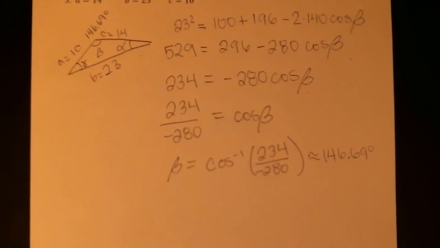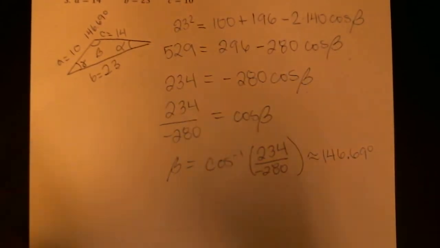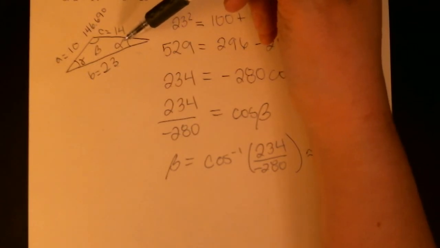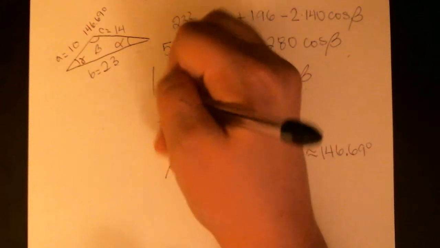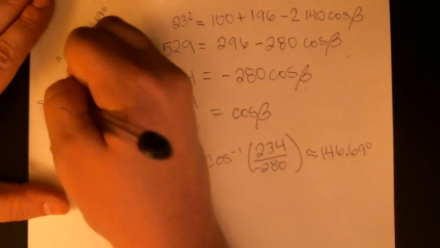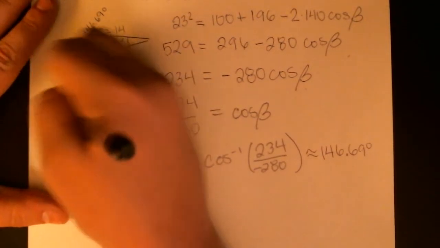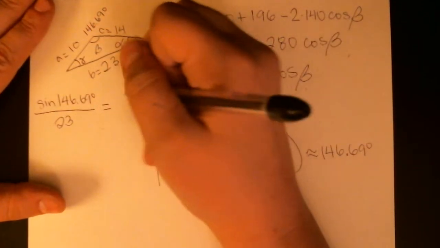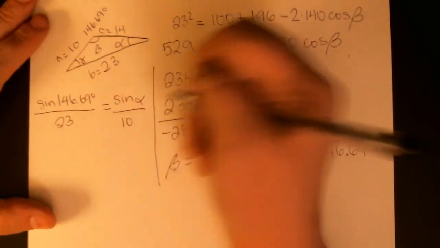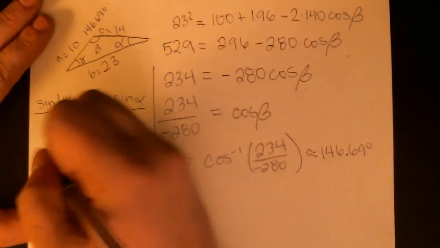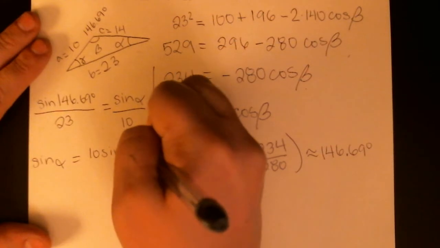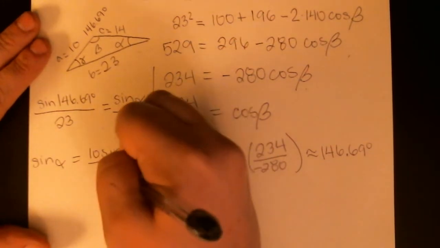To get the other two angles, in fact, I'll do it. It's not a very long process. To get the other two angles, you could do another law of cosines, but I always think law of sines is a little bit nicer for most situations. So I'm going to do a law of sines. We now have one angle, so I can say sine of 146.69 degrees over 23 is equal to, let's go for alpha first, sine alpha over 10, which means sine of alpha is equal to 10 times sine of 146.69 degrees over 23.